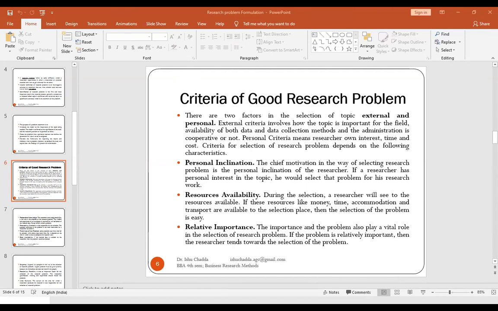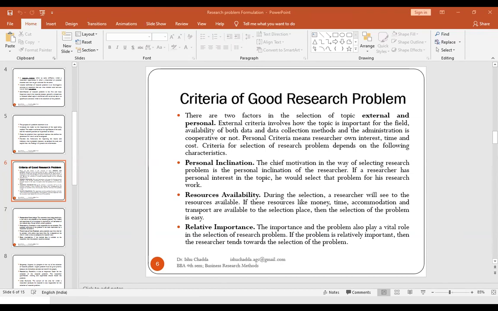Personal criteria means the researcher's own interest, time, and cost. Criteria for selection of research problems depend upon the following characteristics. So one has to see the external factors as well as the personal factors. An external factor is whether the researcher wants to go to the field or not, whether data is available or not, and whether data collection methods are there to conduct the particular research.